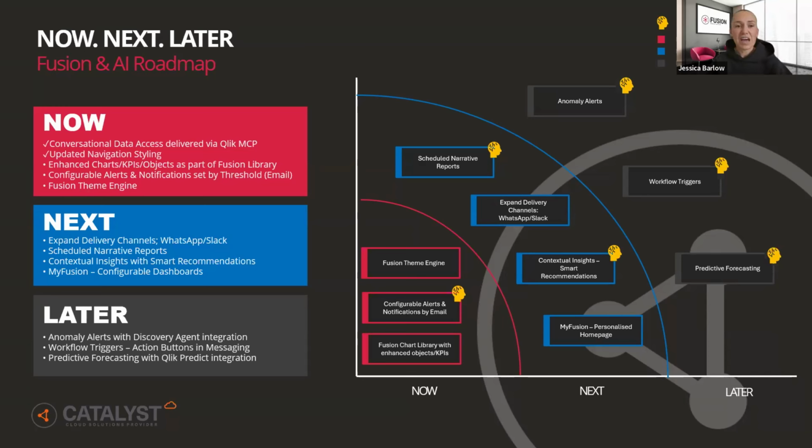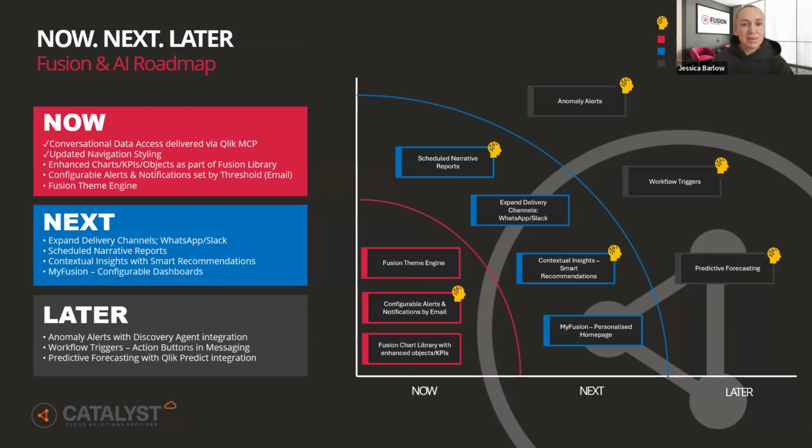So we've already delivered our conversational data, which is live and available in Fusion now through Qlik's MCP. So people aren't just looking through and clicking through dashboards anymore. They're asking questions and they're getting answers, and those answers have context. We've updated our navigation styling. Might sound small, but it really matters because it's all about making the experience intuitive and coherent and not just like a collection of separate tools and worlds away from what Qlik offers in its native capacity today.